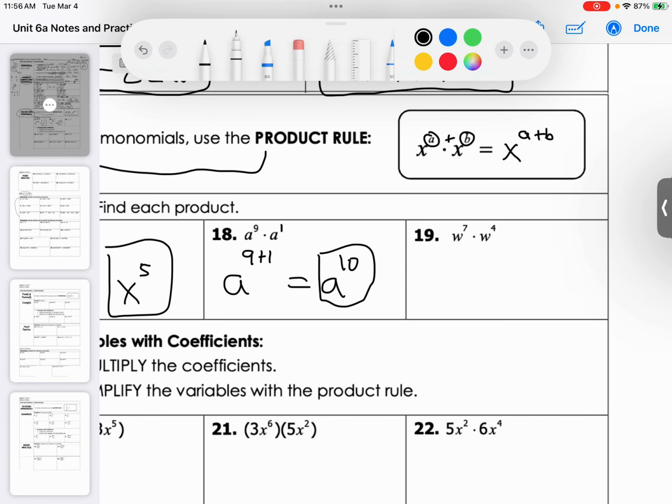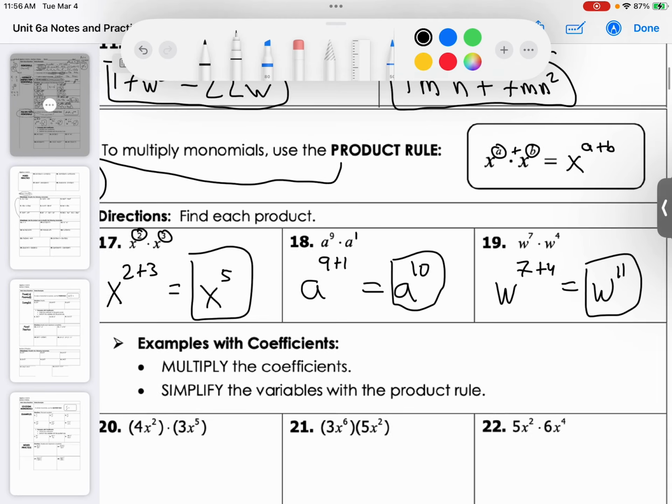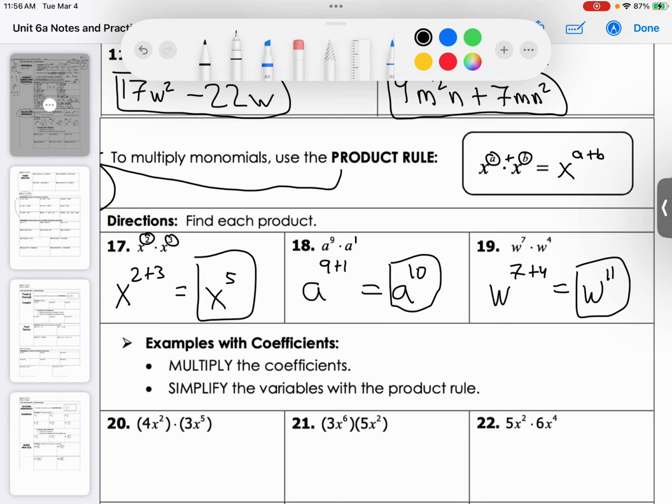Okay, then number 19, we have w to the power of 7 times w to the power of 4. So when we multiply those w's together, we're going to add the exponents, 7 plus 4. 7 plus 4 is 11. So this will give me w to the power of 11. So when all we have is a variable, it's pretty easy to do. We just add those exponents together.